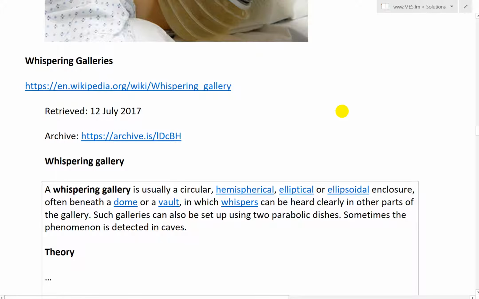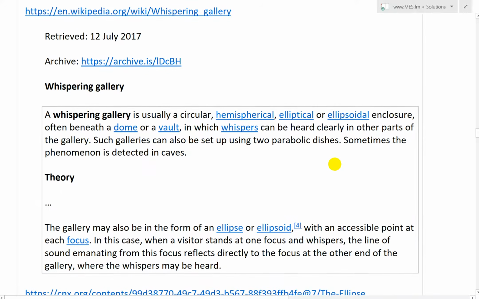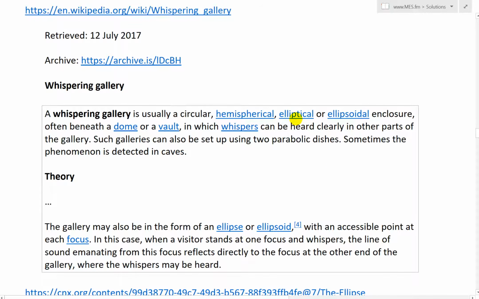And now another application of ellipses is the whispering gallery. A whispering gallery is usually a circular, hemispherical, or even elliptical or ellipsoidal enclosure, often beneath a dome or a vault, in which whispers can be heard clearly in other parts of the gallery. That's very cool. Such galleries can be set up using two parabolic dishes.